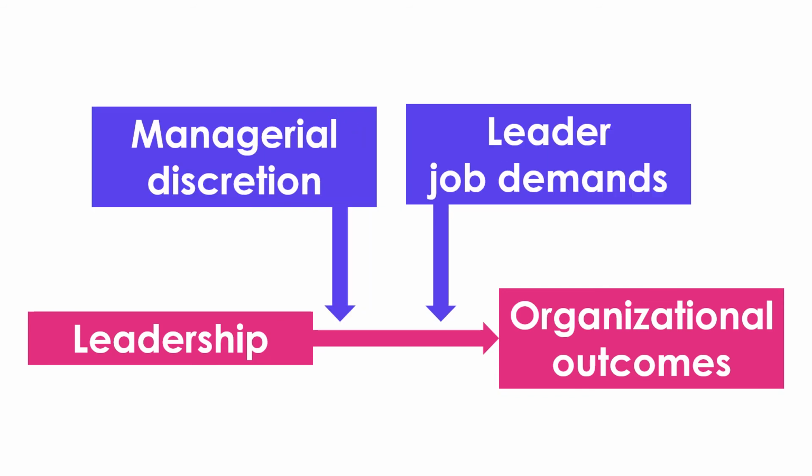Taken together, Hambrick and his team identified what was missing in the relationship between leadership and organizational outcomes. They then added two constructs, managerial discretion and leader job demands. They also introduced them as moderators, not mediators, to resolve the relationship between leaders' characteristics and organizational outcomes.